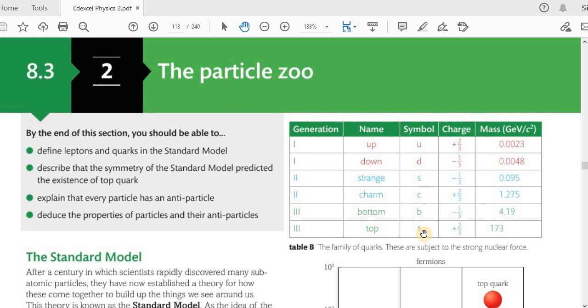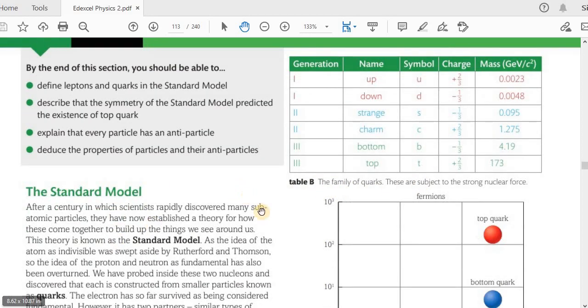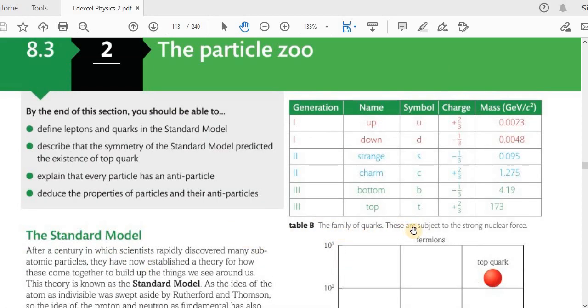Then these are the symbols that we use for these quarks, and these are the charges. I will tell you an easy way to remember this. First we will go through this part. The family of quarks, these are subject to the strong nuclear force. Now we have strong nuclear force and weak nuclear force. Weak nuclear force is also called the weak interaction. So the strong nuclear force acts on quarks.